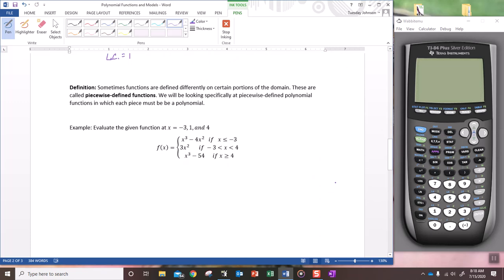All right, second concept in here is piecewise defined functions. We're going to look specifically at piecewise defined polynomial functions in this particular section. And really all it means is this function has different portions of the graph for different domain values.